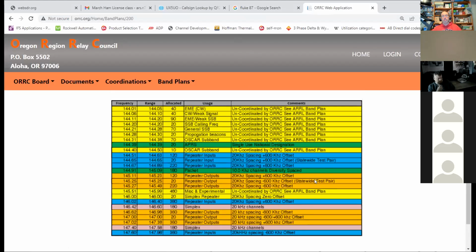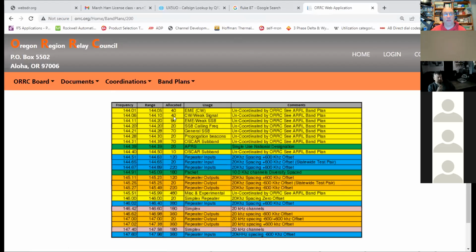So this is, for instance, the 2 meter band plan in the state of Oregon. And notice we have by agreement 144.01 to 05 is EME, which is Morse code for moon bounce. And then we have 144.06 to 144.1, which is Morse code, CW, weak signal. And notice that says uncoordinated ARRL band plan. So that actually says, okay, we're not even going to bother talking about that stuff. The ARRL has decided nationwide.